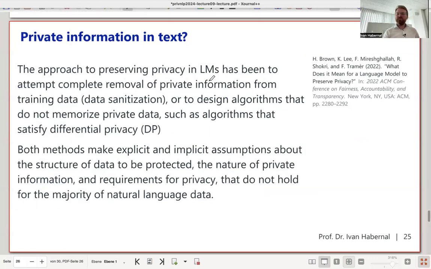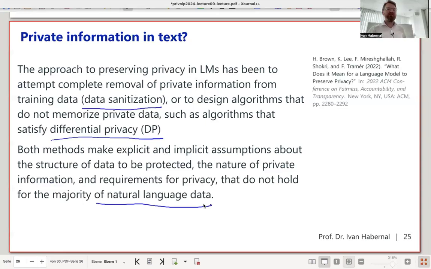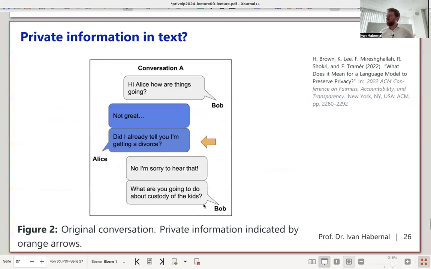Let me see what's here. The approach to preserving privacy in language models has been to attempt complete removal of private information. So, again, data sanitization or algorithms that do not memorize private data, such as differential privacy. Both methods make explicit and implicit assumptions about the structure of data to be protected, the nature of private information, and requirements for privacy that do not hold for the majority of natural language data. Okay, this is interesting. So again, basically saying the same information that was previously on the slide. But I think one picture is better than 1,000 sentences.